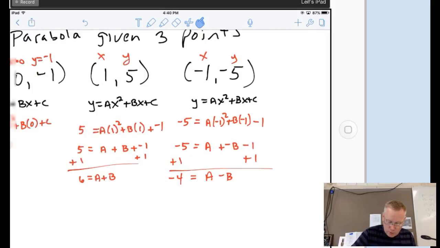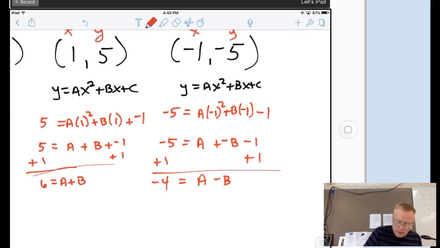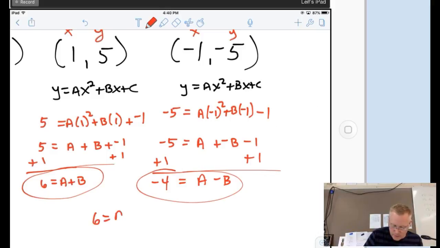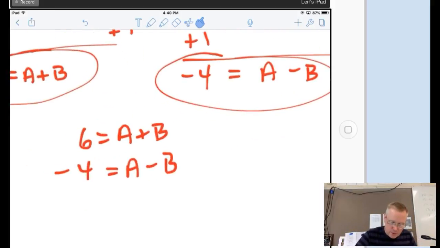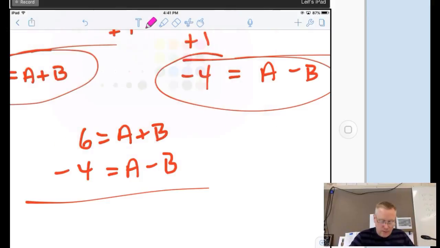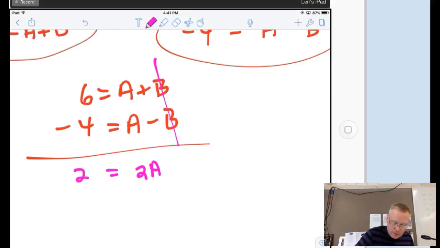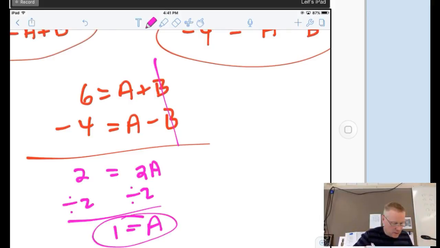Okay, now I've got 2 equations, and I need to find out what a and b are. So I can take these, and I can put them together. 6 equals a plus b, and solve it like a system of equations, and you can get your answers for a and b. Okay? I like to do it with elimination. If you want to do substitution, feel free. This one works out beautifully for elimination because if I add straight down right now, my b's cancel out, and I'm left with 2a equals 6 plus -4 is 2. Divide by 2, and you get a equals 1. And there's my second answer.